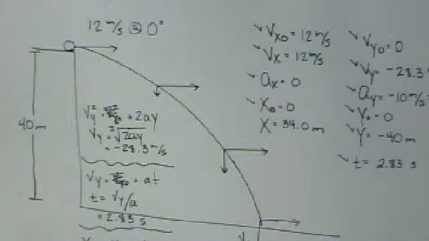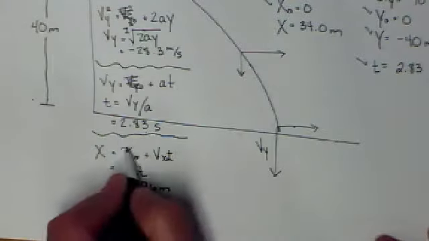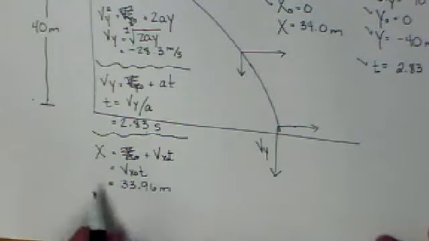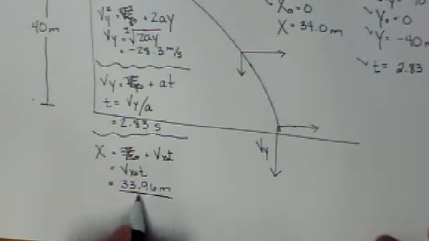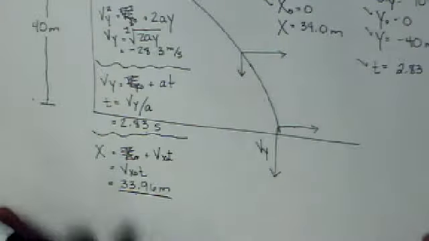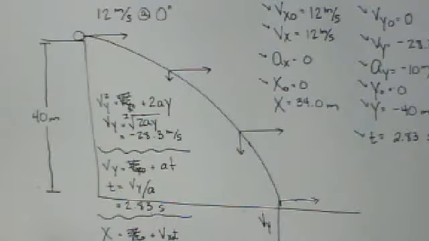And once I know time, I can get x using this equation where x naught is 0. Take my Vx naught times my time, and this gives me my x, which I rounded to 34.0 here. So there's a basic example for a projectile launched horizontally.